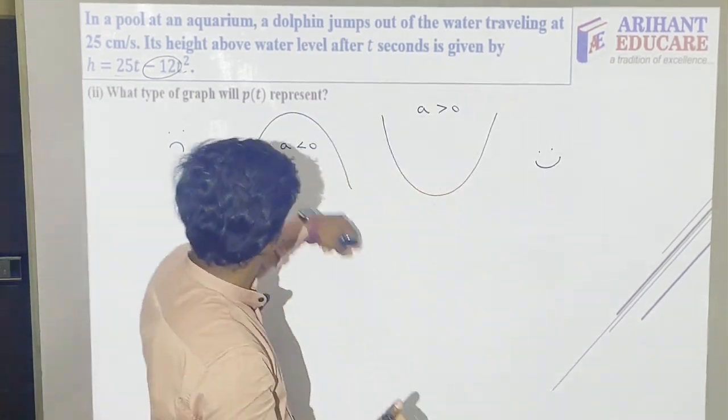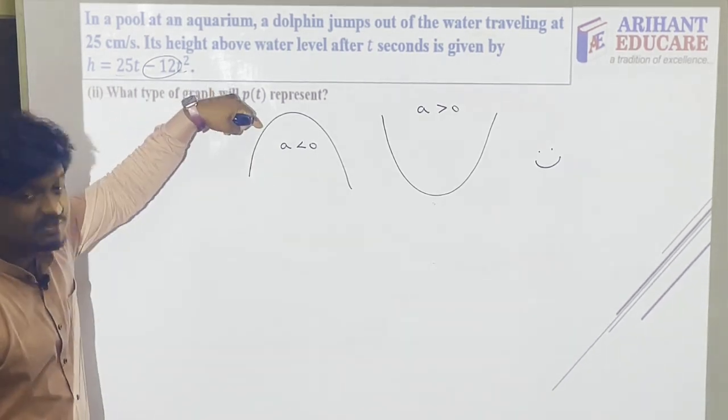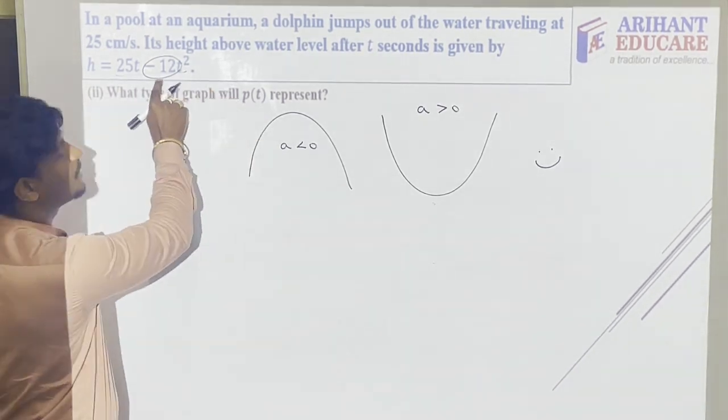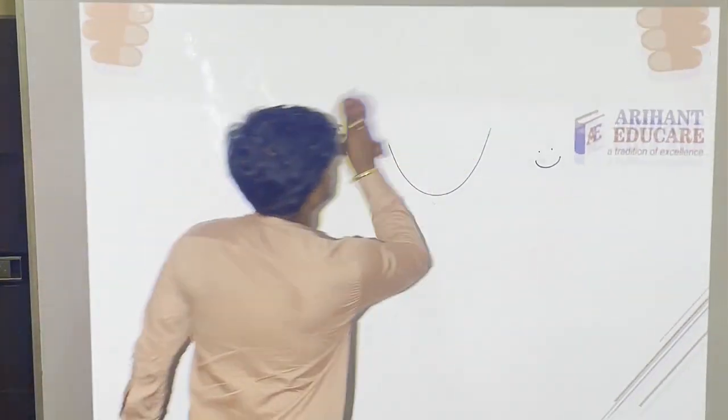So you need to write the answer for this. The graph is a parabola which opens downwards because our coefficient here is negative. Getting the point? Okay, let's go for the next question.